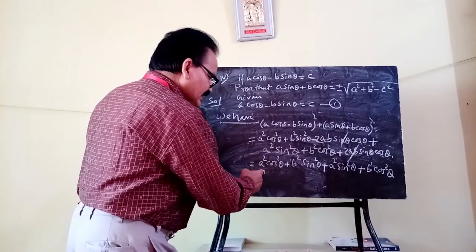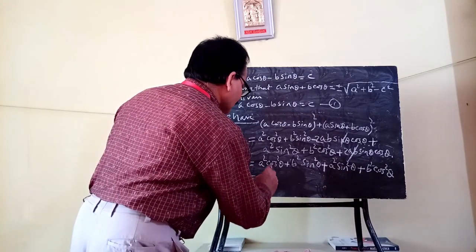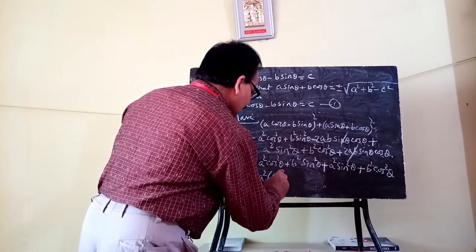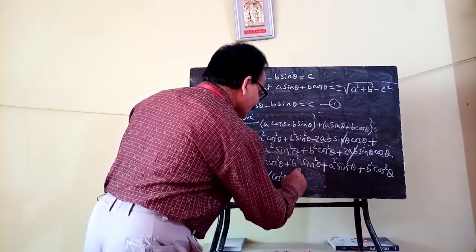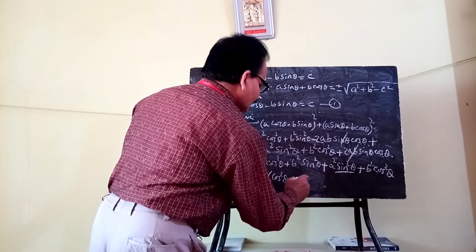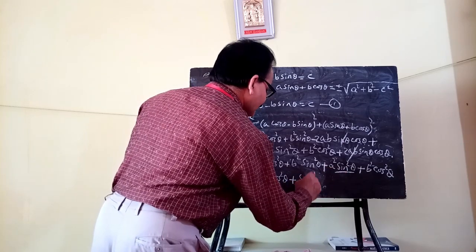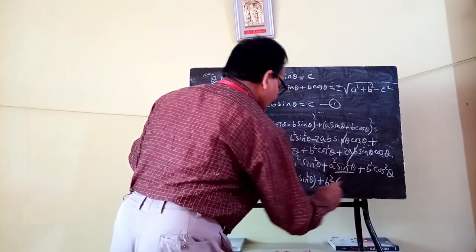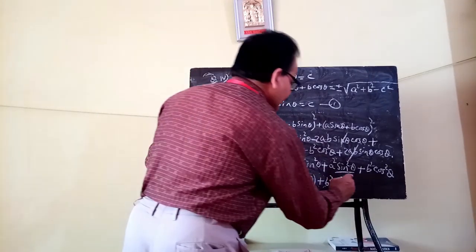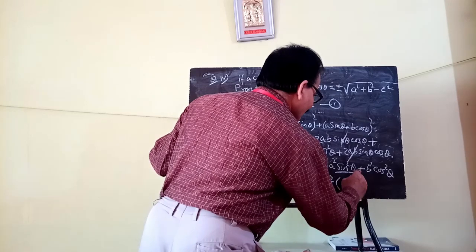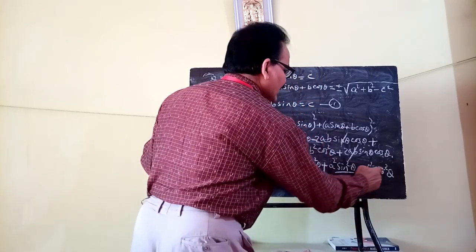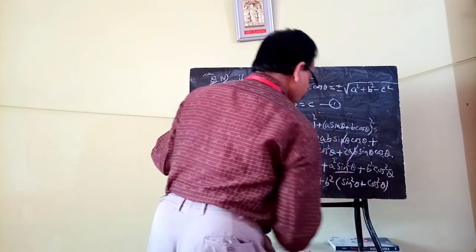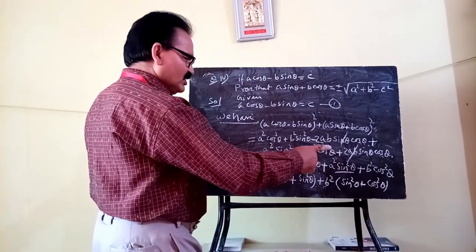You take a square common. If you take a square common from these two terms, here you have cos square theta plus, from this term you have sin square theta. Similarly, you take b square common. From b square here it is sin square theta plus, and in this term it is cos square theta. Okay, you have got it?